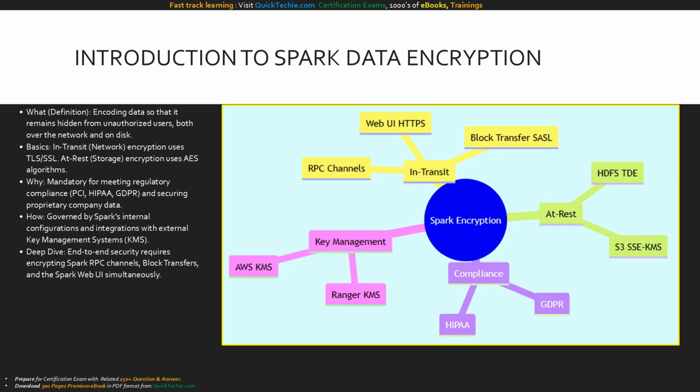Authentication gets you in the door, but encryption protects the actual payload. Let's introduce Spark data encryption. Encryption is the process of encoding data so that it is absolutely unreadable without the correct cryptographic key. In big data, we divide this into two categories: in-transit encryption, which secures data moving over the network using TLS/SSL, and at-rest encryption, which secures data physically sitting on a disk using AES algorithms.